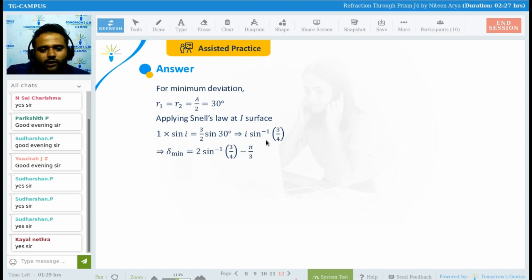So for minimum deviation, R1 equals R2 equals R, which is A by 2, that is 30 degree. Applying Snell's law at the first surface, R1 into sine I, which is 3 by 2, into sine 30 degree. I can note it down for you guys. Angle of I equals sine inverse 3 by 4.